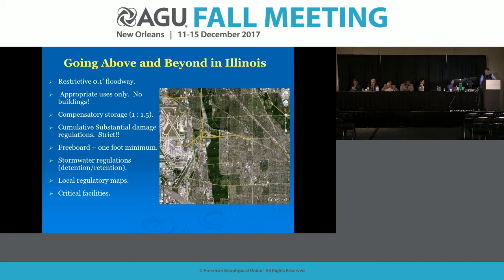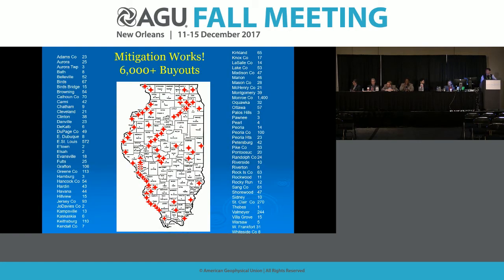We have compensatory storage, so if you put a brick in the floodplain, you got to take a brick and a half out. We track cumulative substantial damage. We require everything in the state be at least a foot higher than the 100-year flood elevation. Stormwater regulations, a lot of communities have their own regulatory maps that go above and beyond FEMA minimum standards, critical facilities and countywide ordinance, and we fine people that violate the regulations.